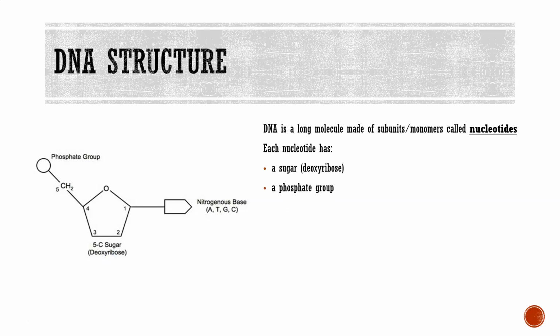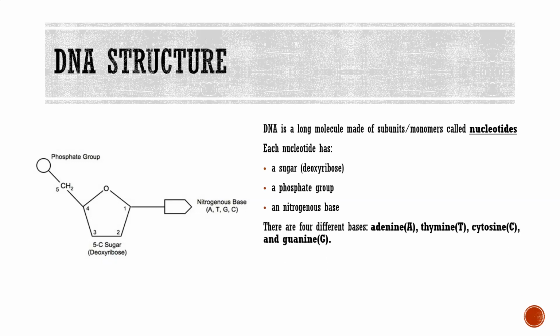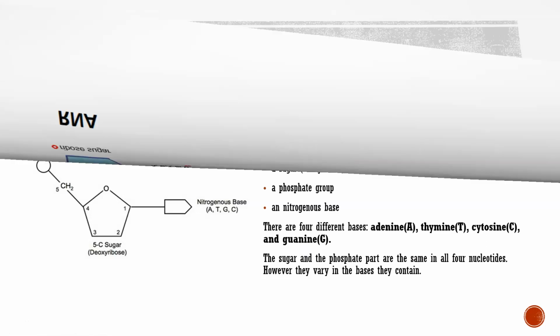Each nucleotide has a phosphate group, that's the same in both DNA and RNA. And each nucleotide has a nitrogenous base, so a base. That's the same in DNA and RNA, but the bases differ between the two. In DNA, there's adenine, thymine, cytosine, and guanine. They're our four bases. So over here, this can be one of four bases. The sugar and the phosphate part are the same in all four nucleotides. So whether they've got adenine, thymine, cytosine, or guanine, the sugar and the phosphate group is the same. It's the base that it contains that is different.